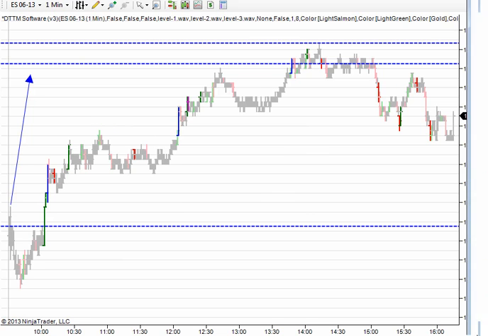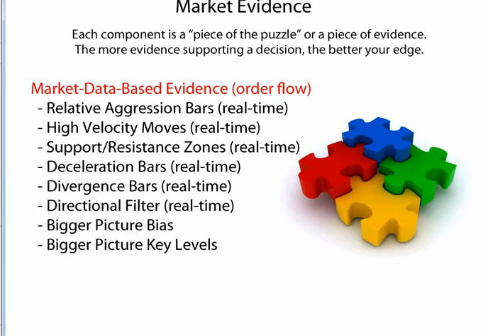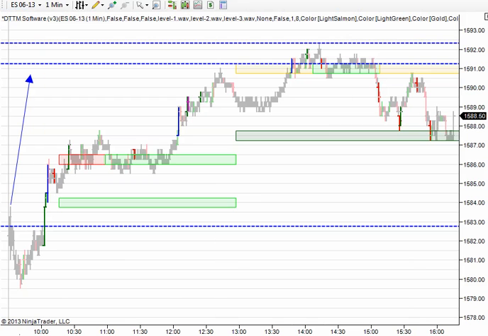If we throw this back on here, let me put on the support resistance as well. Okay, so you can see these are support resistance zones, red being resistance, green being support. Again, these are just one piece of the puzzle. None of this stuff you'd want to just trade blindly. But when you have things that come together, that's when you have a nice edge.